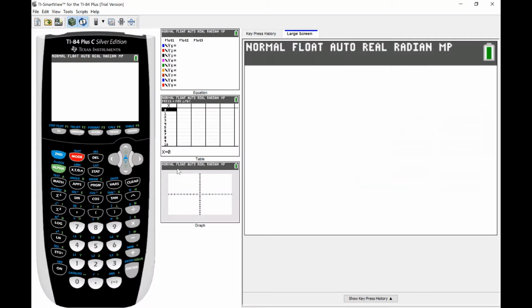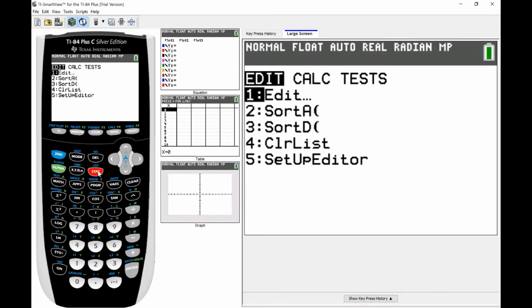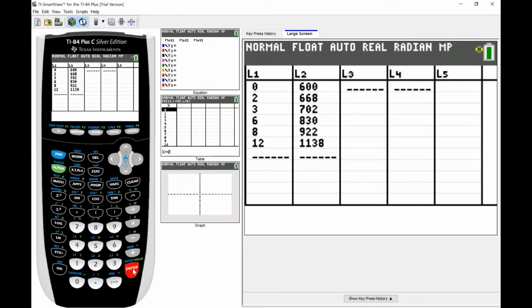I'm going to plug this data into my calculator. So I'm going to go to Stat and Edit. And as you can see, I've already got this data plugged into my calculator. I've got the years since the investment in L1. Those are X values. The value of the account in dollars, I've got those in L2. Those are our Y values. So if you want, pause the video, and then you can plug these values into your calculator.